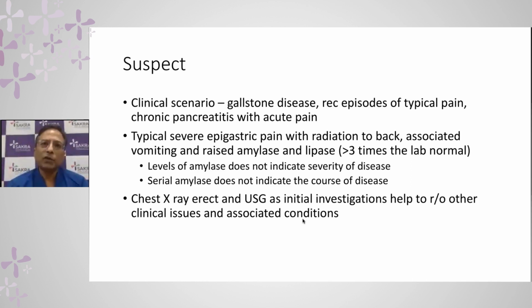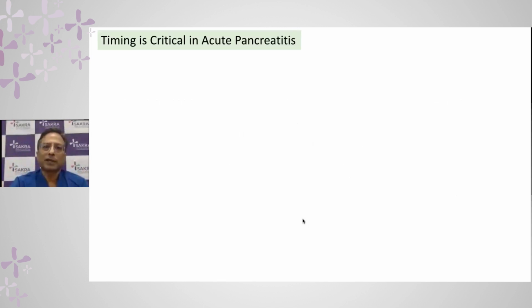The only thing you can do at this stage is an erect chest X-ray to look for air under the diaphragm, because sometimes peritonitis or severe acute peritonitis can present with abdominal pain like that, and an ultrasound to rule out any other cause of pain. If all those are normal, or the ultrasound shows gallbladder stone disease, that will confirm it. So this is one of the messages I want to give about the diagnosis of acute pancreatitis.